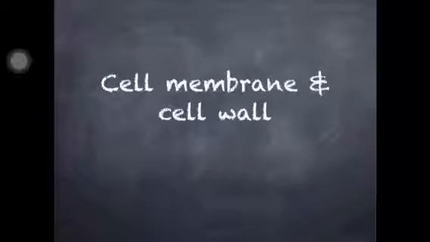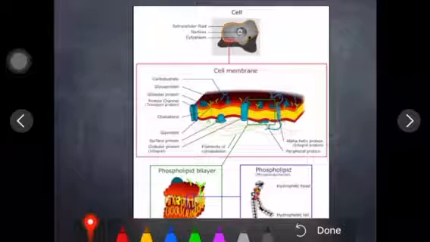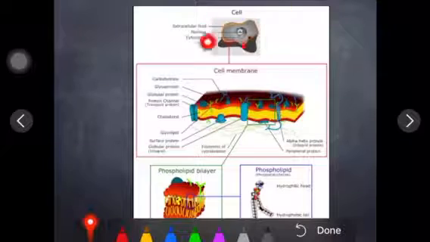Now let's revise cell membrane and cell wall. One by one we'll see the structure and function of cell membrane and cell wall. So now as you can see, children, here we have the first diagram, that is of a cell. Right? So the cell is there. First we'll discuss cell membrane and then we'll discuss cell wall.